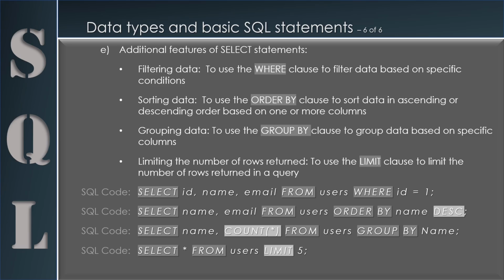Now, after that we have select name, count star from users group by. Since we had to do the count star, we have used the command group by to do that. In the last SQL code, we are going to use select star from users, and we're going to limit the rows to 5. So this is going to show just 5 rows.